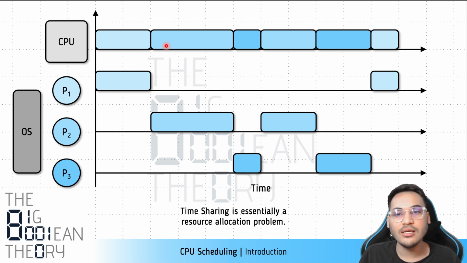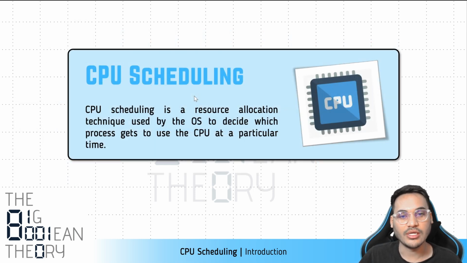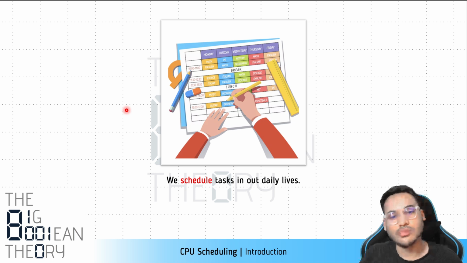It is basically a resource allocation technique used by the operating system. The fundamental part here is that the OS has to decide which process will get to execute next and make that switch happen. So this is CPU scheduling, right? And this word scheduling is not new. It is something that we have come across in our daily lives also.